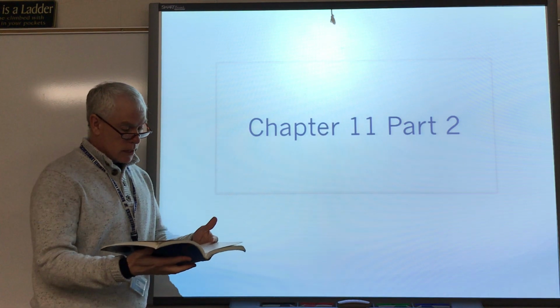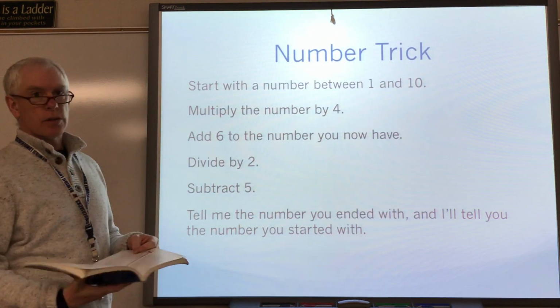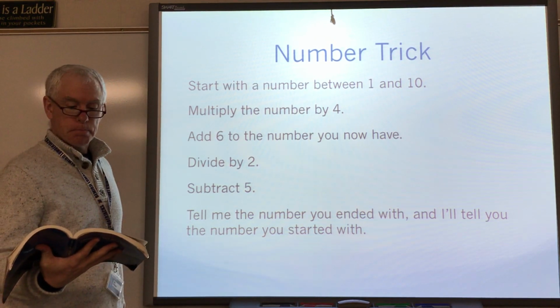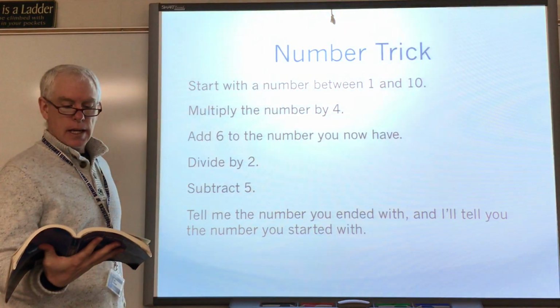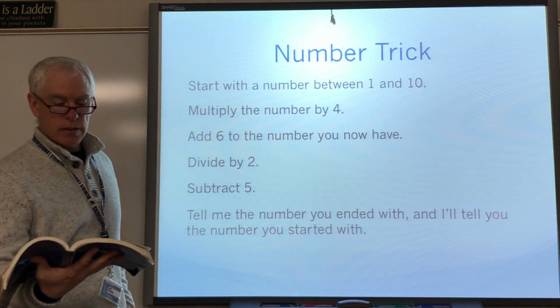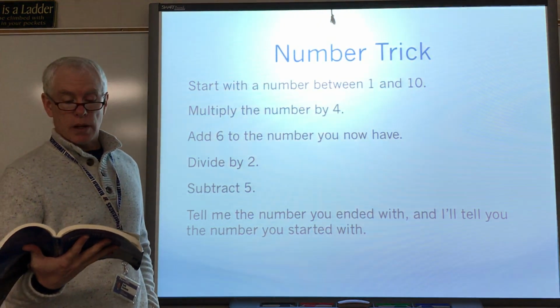So you guys could turn to page 302 in your book, and we'll go through an example together. The first one's number trick. Start with a number between 1 and 10. Multiply the number by 4. Add 6 to the number you have now. Divide by 2. Subtract 5. Tell me the number you ended with, and I'll tell you the number you started with.